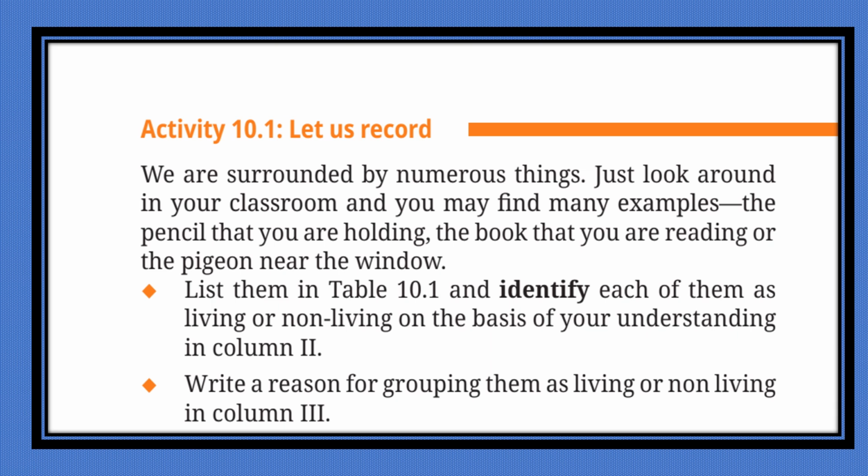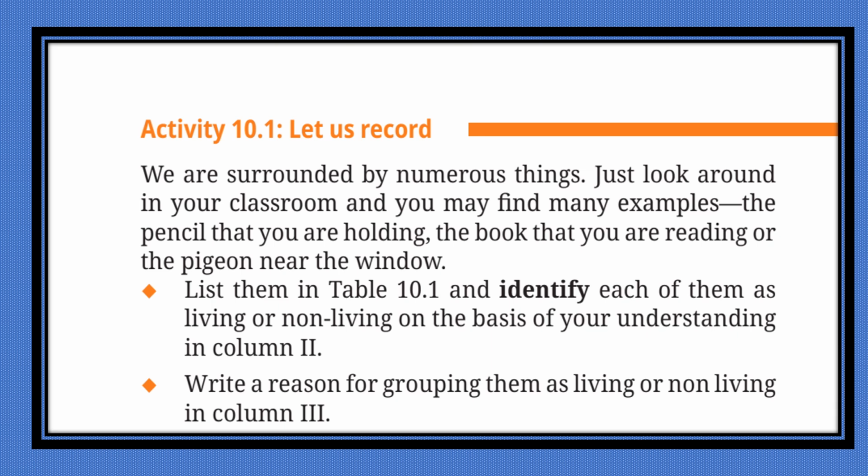When you are sitting in your room at home, at that time also you can see a television, then a wall clock, then some kind of scenery, fan, board, then side table, side clock. So many things are there in your room. As well as when you are sitting in the classroom, you see many things like chalk box, then duster, then pencil you are holding, pen you are writing with, book you are reading, pigeon near the window. So what we have to do in this activity: list them in table 10.1 and identify each of them as living or non-living on the basis of your understanding in column 2.